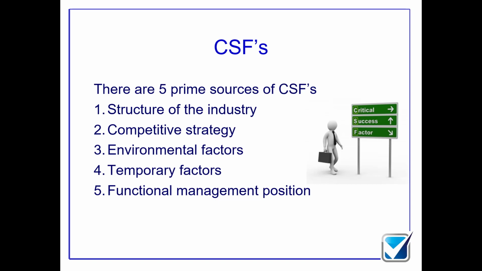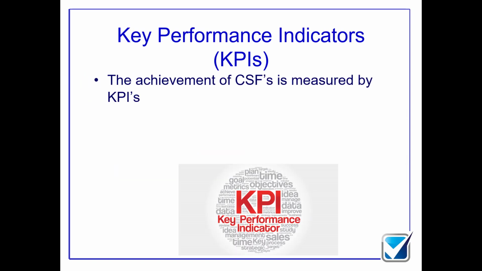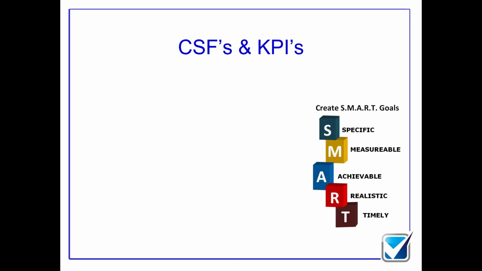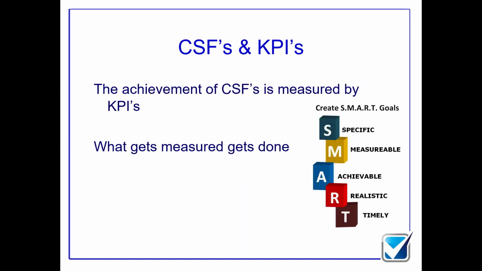Now, these critical success factors are all well and good, but how do I know whether or not I'm achieving these things? We determine whether or not we're achieving these things by looking at key performance indicators. So a KPI shows whether or not I'm achieving a CSF. Okay, that makes sense. The KPIs have got to be SMART because these are targets. So they need to be specific, measurable, attainable, relevant, and time-bound. So my KPIs have got to be SMART. The KPIs show whether or not I'm achieving my CSFs. And that's really, really important. So the KPIs allow me to measure performance to see whether or not I'm hitting my CSFs.